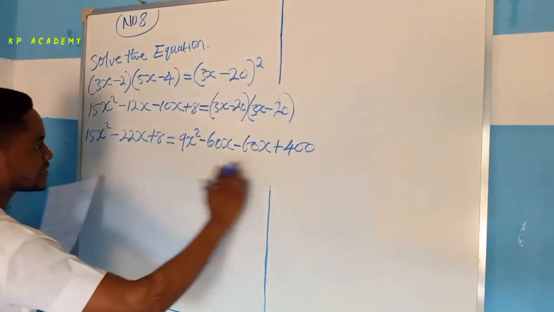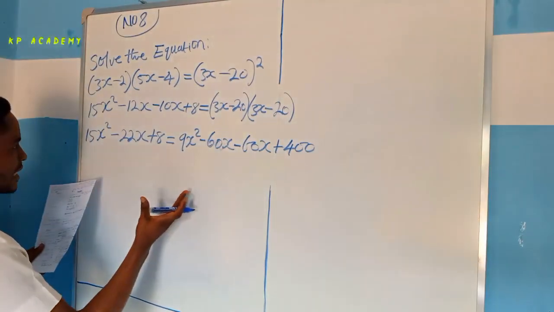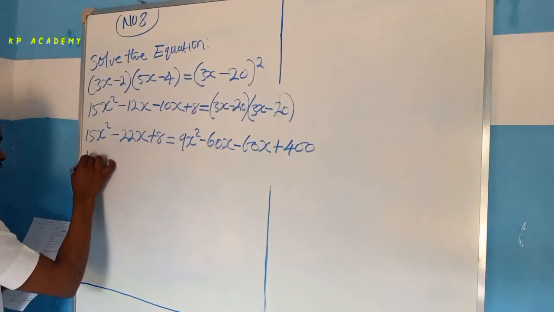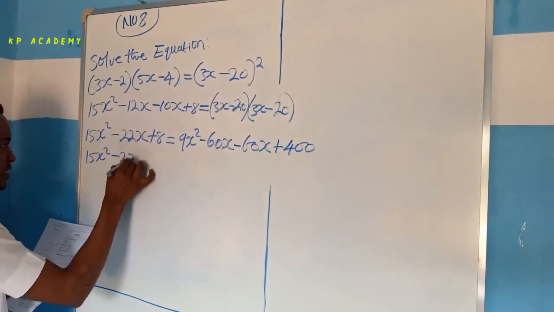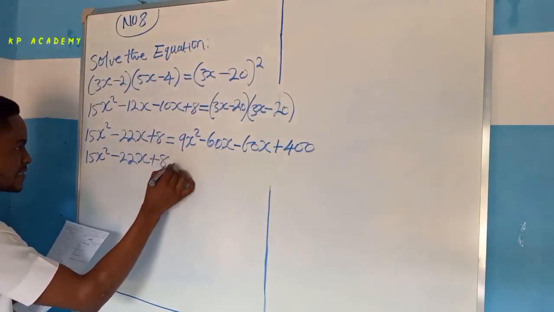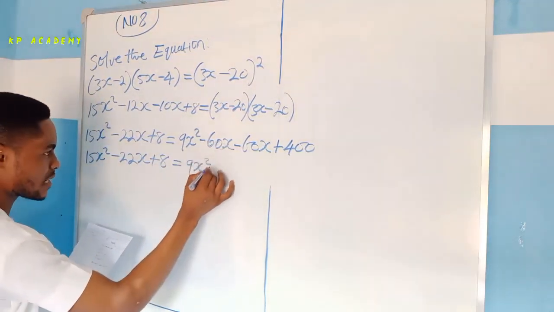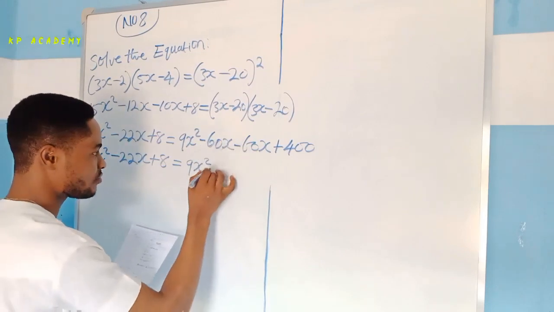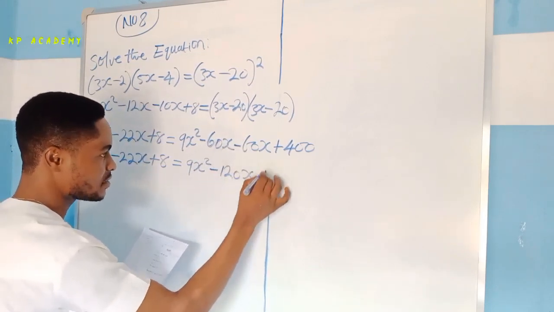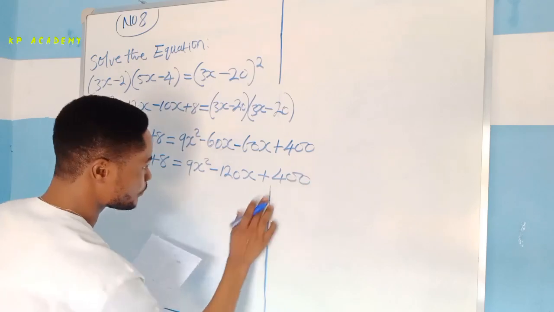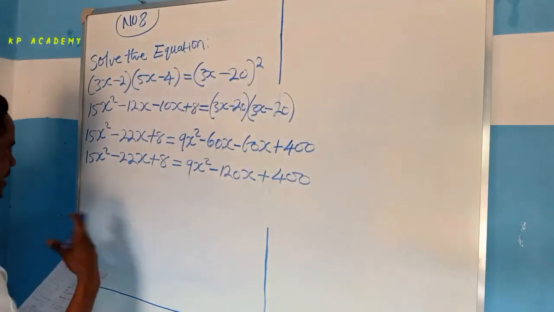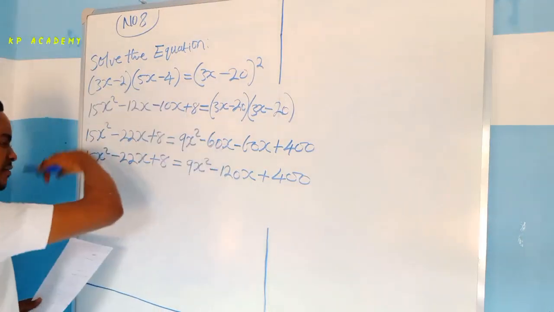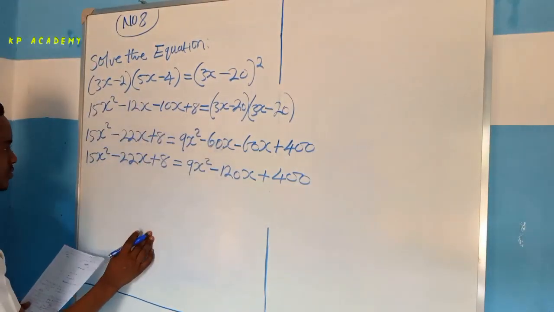Okay, so now next thing to be done is to collect like terms. But before we collect like terms, let's add up these two. So we have 15x squared minus 22x plus 8 is equal to 9x squared minus 60x minus 60x, we should have minus 120x plus 400. Okay, so now we can collect like terms. Let us carry everything here on the left hand side of the equation.